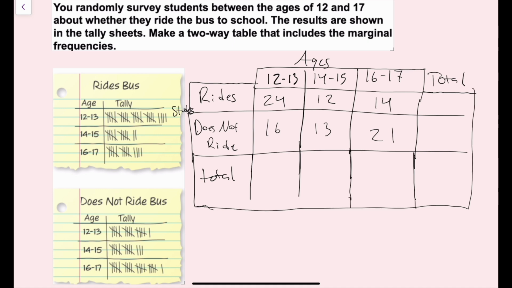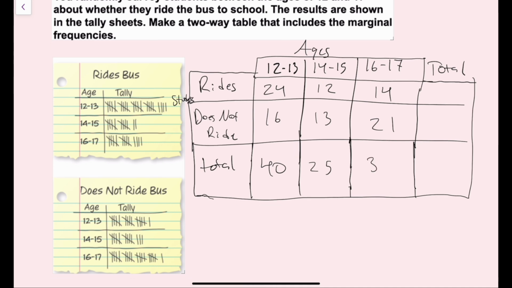So right here. And remember, all you have to do is just add these numbers to figure out the totals. So 24 plus 16 is 40. 12 plus 13 is 25. And then 14 plus 21 is 35.